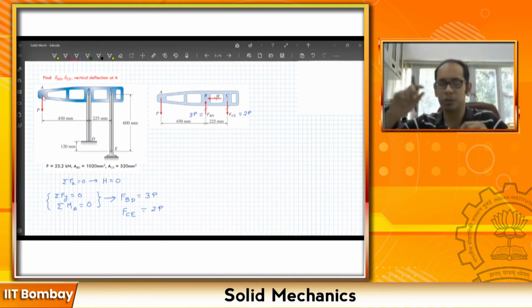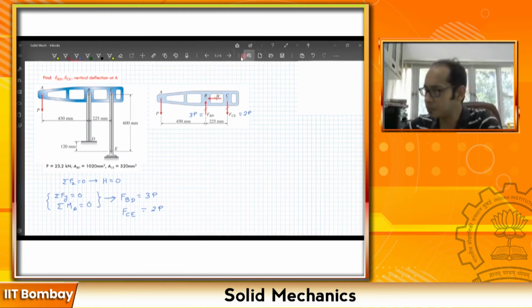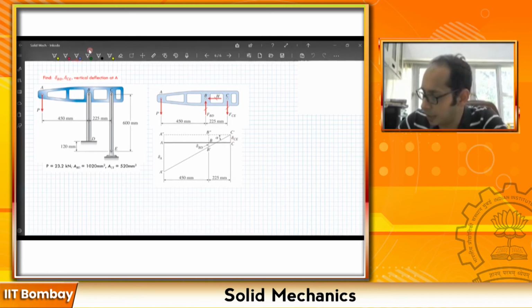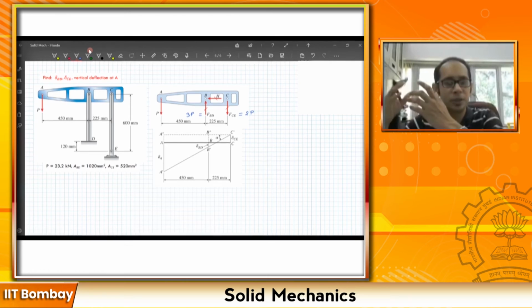Now again, going back to the deflected shape, I have a better figure for you over here. So this is how the deflected shape looks. Remember, this is what we drew on the first page. So A goes to A prime, B goes slightly down to B prime, where the deflection is this delta BD, and C goes up. So this is the delta CE that you have over here, right? And what we have already figured out from our last page was that FCE is equal to 2P and FBD equals 3P. Right? Now all that remains is to find these deflections. So let's start to calculate them, right?